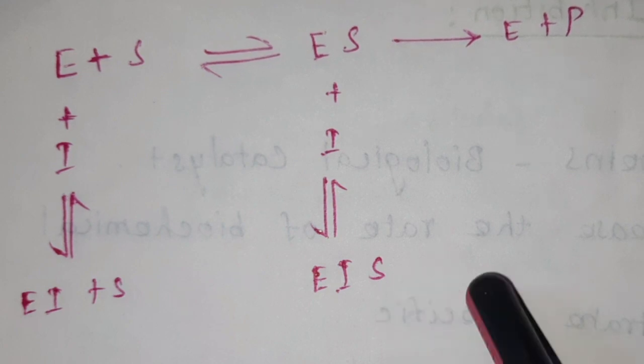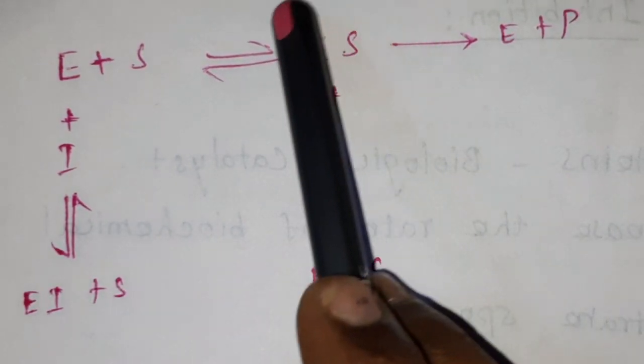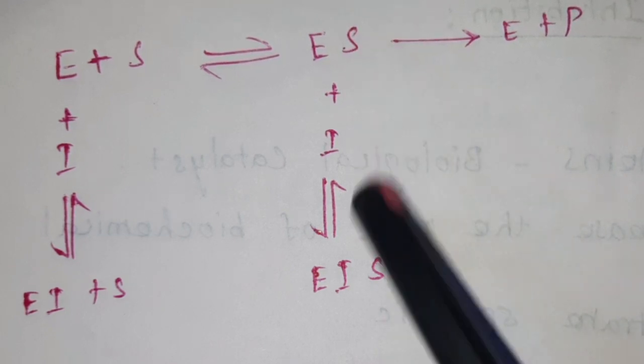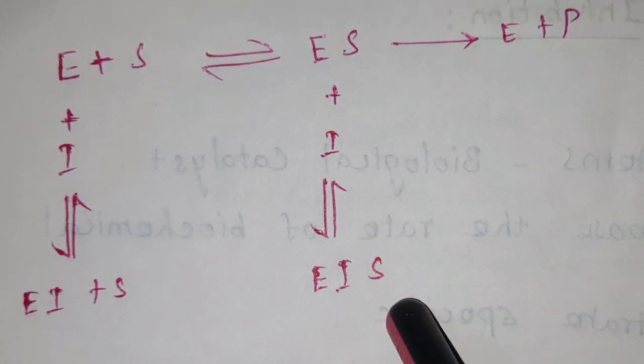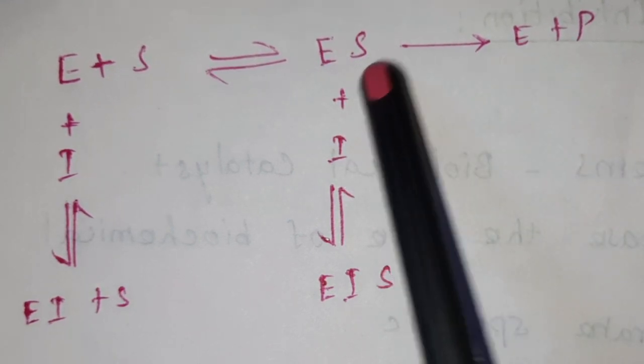In another type of enzyme inhibition, the inhibitor goes and binds with the enzyme substrate complex and forms an enzyme inhibitor substrate complex. So it inhibits the product formation from the substrate.